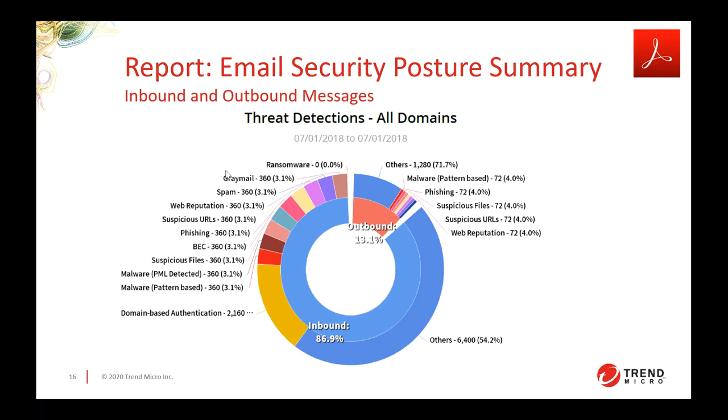You will get the ransomware, the graymail, the spam, the web reputation, the suspicious URL, phishing, business email compromise. Like that, you will get the complete report by using which detection technique the threat is getting blocked. So you will get a complete report like this.